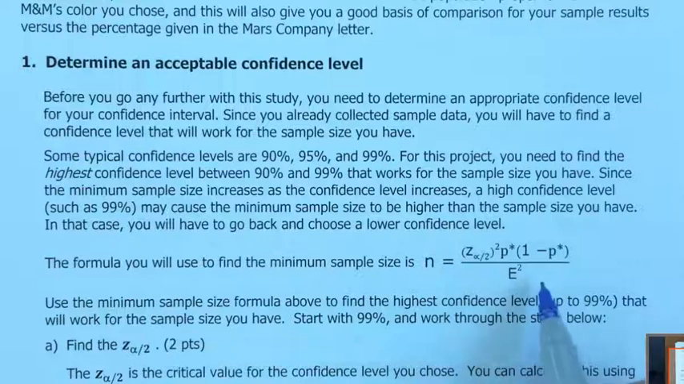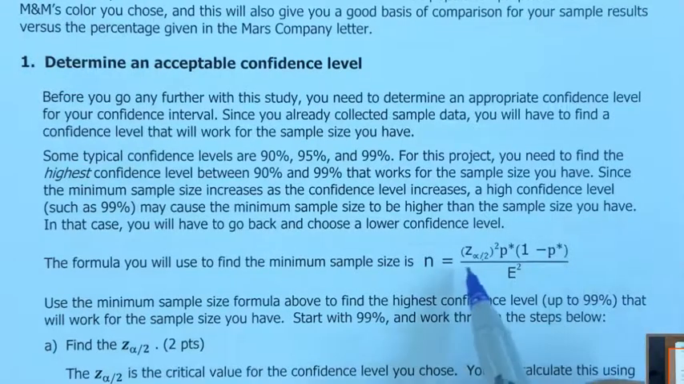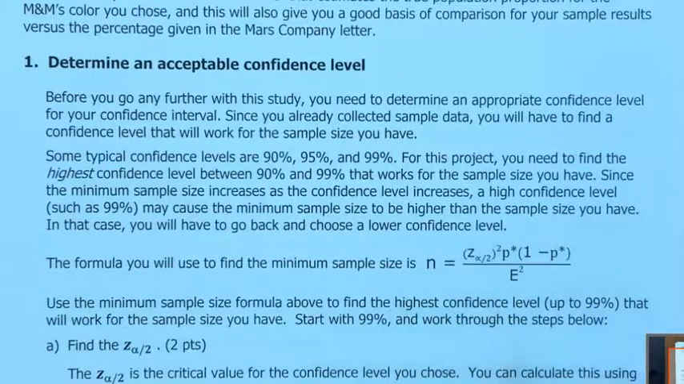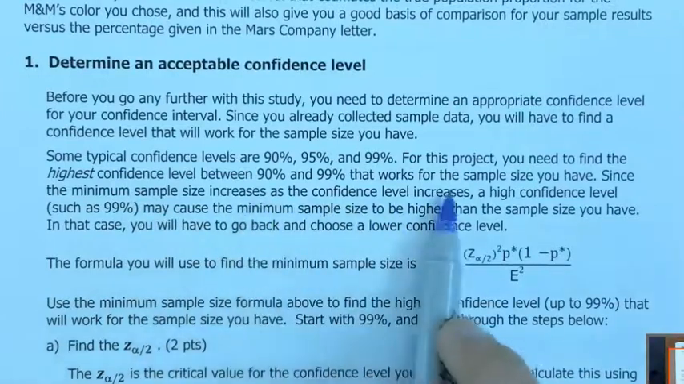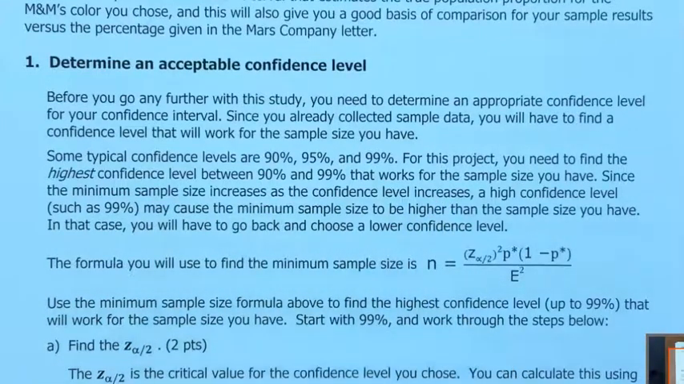And you're going to work through this formula and see whether you get a minimum sample size that's smaller than the sample size you actually have. If you get a minimum sample size that's larger than the sample you have, then you'll have to go back and adjust your confidence level. The thing about this is that the minimum sample size increases as the confidence level increases. So if you have a really high confidence level, you might have a really large sample size, and it might be bigger than the sample size that you have. In that case, you'll have to decrease your confidence level until your minimum sample size is less than or at least equal to the sample size that you have.